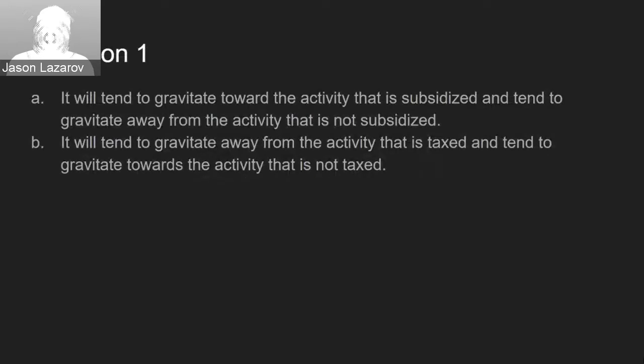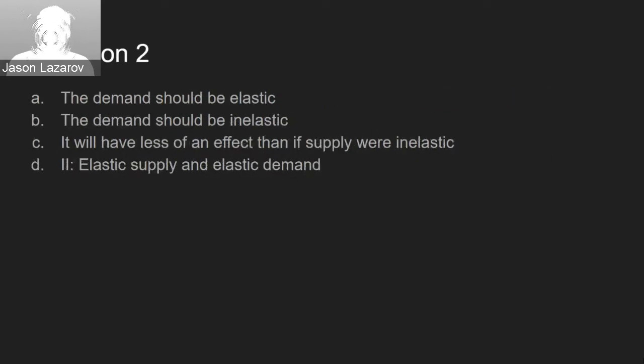For question 1, the resources will tend to gravitate towards the activity that is subsidized and away from the activity that is not subsidized, because that means they could pay less for the subsidized activity. And for question B, they would tend to gravitate away from the activity that is taxed and towards the activity that is not taxed, because a taxed activity would usually cost more and they would have to pay more.